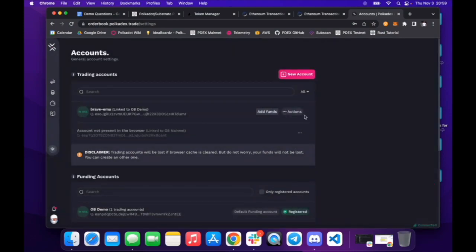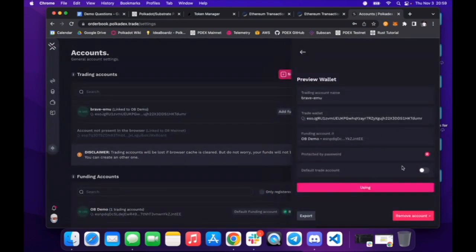So yeah, a few more account actions. You can use this as your default trading account. As soon as you toggle that button, it shows that it's the default trading account. You can remove this account, but since there is only one trading account linked to this funding account, I won't be able to do that.